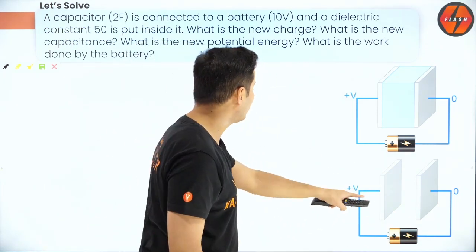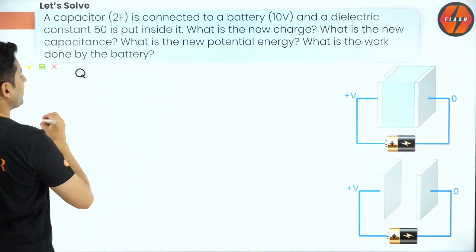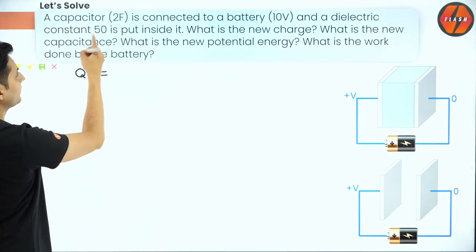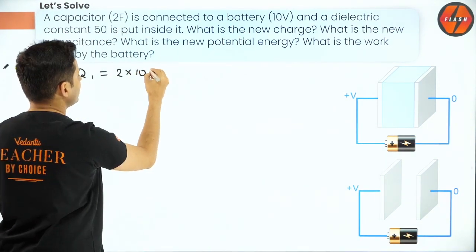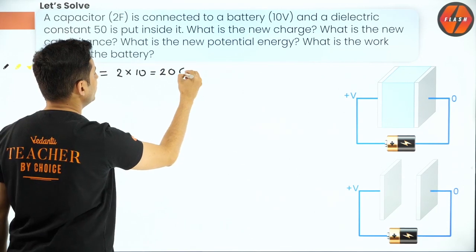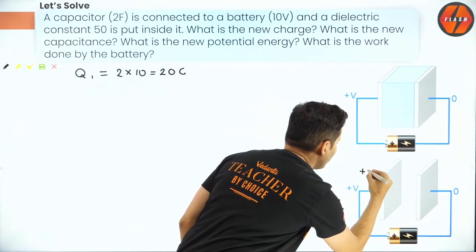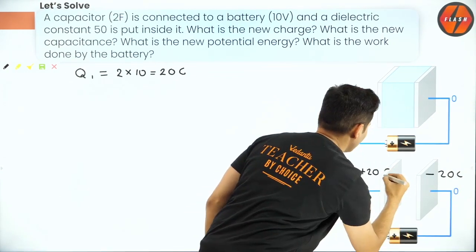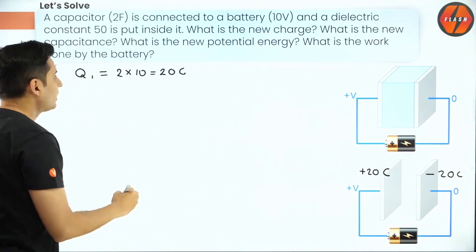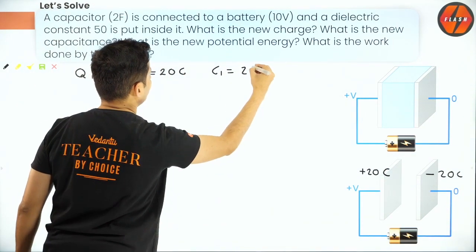Now when the dielectric was not there, the charge inside it, Q1, the old one, will be C, which is 2, into V, which is 10, which is nothing but 20 coulombs. This was the old charge. So there will be plus 20 here and minus 20 coulombs of charge over here. The old capacitance was given to us as 2 farad.